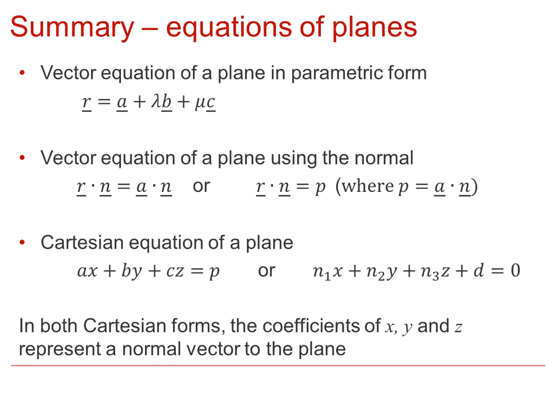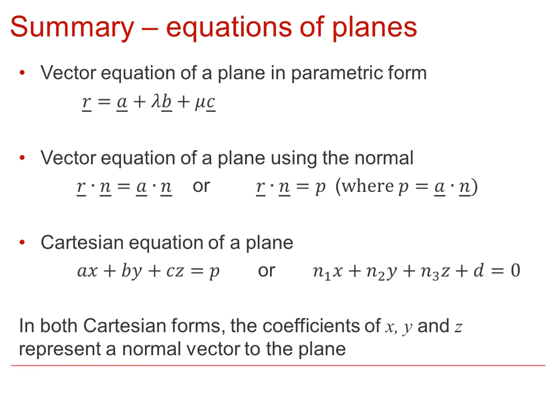In summary then, we can write equations of planes in a variety of ways. A vector equation of a plane in parametric form was r equals a plus lambda b plus mu c, where b and c were non-parallel direction vectors and a was a point on the plane. The vector equation of a plane using the normal was r scalar product n equal to a scalar product n equal to a constant p.